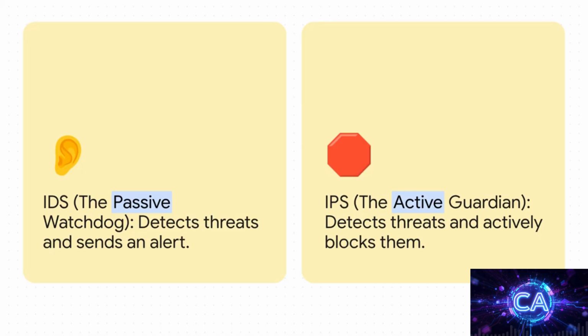Now here's a really important distinction in defense. You have an IDS, or intrusion detection system. Think of this as a passive watchdog. It sees a bad guy and it starts barking. It sends an alert. But then you have an IPS, an intrusion prevention system. This is an active guardian. It doesn't just see the bad guy and bark, it sees him and immediately takes action to block him. One warns you, the other steps in.